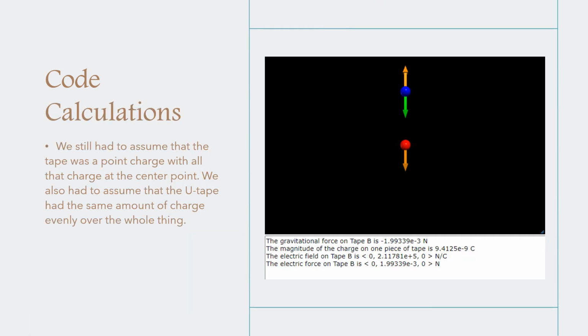So here we have the final picture of my magnitudes being equal and opposite, as well as my calculations being very similar to the ones on paper. And we still had the same assumptions, assuming that the point charge with all that charge at the center point. We also had to assume that the U-tape had the same amount of charge evenly over the whole thing.